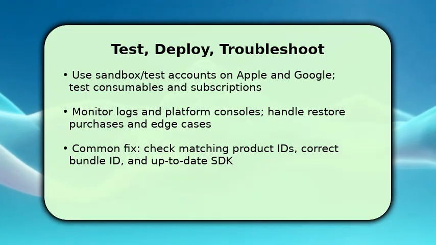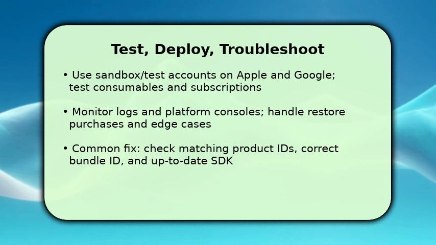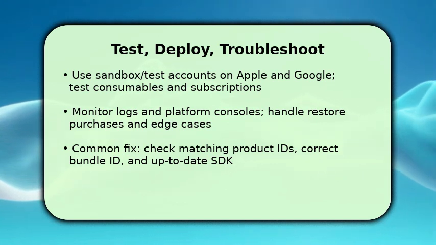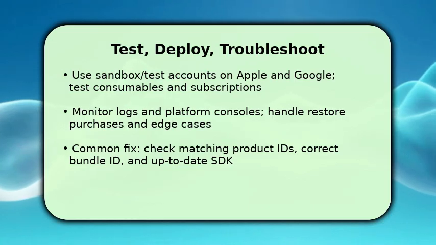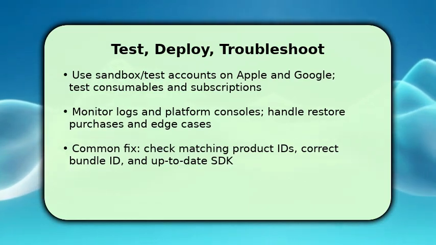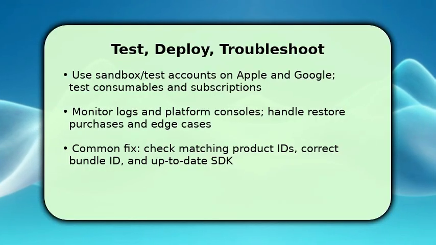If things go wrong, first confirm product IDs match across code, dashboard, and store. Ensure bundle and package IDs are correct, and update the Unity IAP SDK. These steps fix most integration failures and get you ready for release.